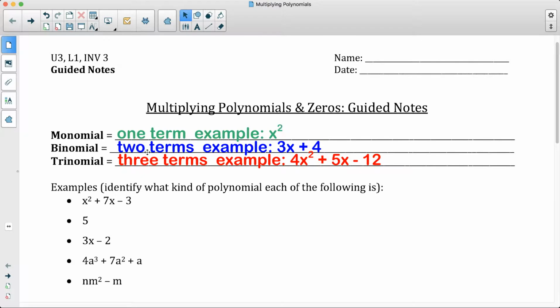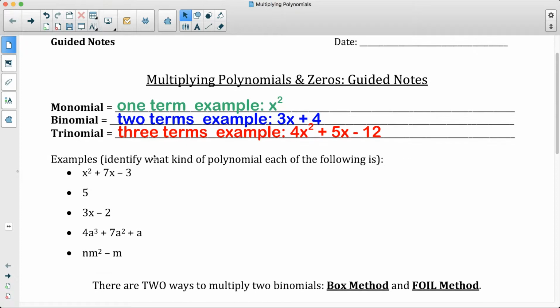A binomial is two terms, and that example is 3x plus 4. Trinomial, three terms, example 4x to the second plus 5x minus 12. So go ahead and pause the video and take a minute to identify what kind of polynomial each of the following is. Is it a monomial, binomial, or trinomial?